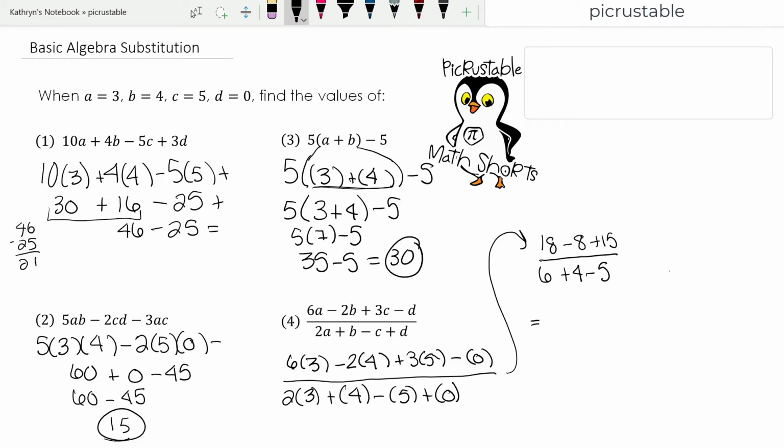Okay. In the numerator now, we need to do order of operations. So we're going to take 18 minus 8, which is 10. Okay. And in the denominator, or the bottom, 6 plus 4 is 10. Okay, 10 plus 15 is 25. 10 minus 5 is 5. And if we can reduce it, we want to reduce it. And 25 divided by 5 is 5. And you did it. Good job.